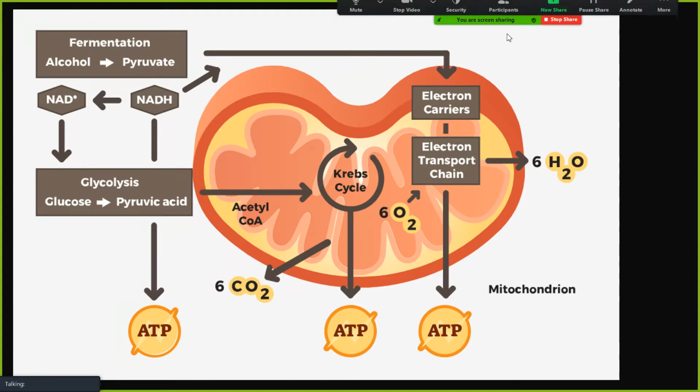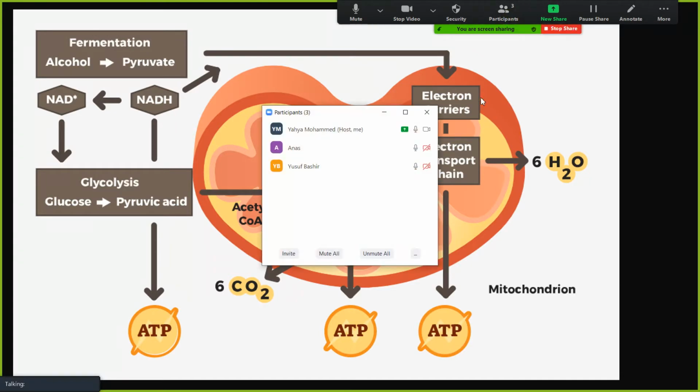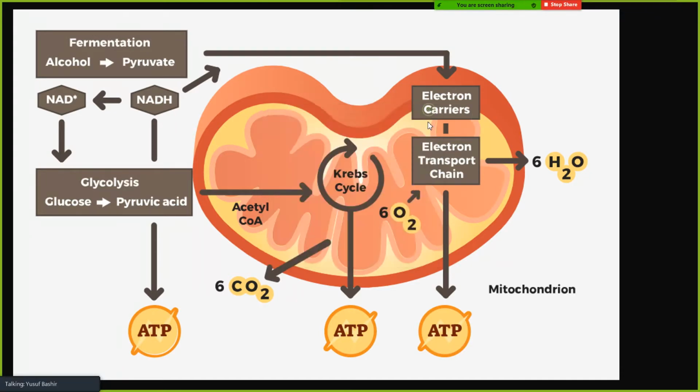Anas, is Anas there? I think he is. Anas. All right, we can't hear you. All right, Yusuf, what do you think? What are the 3 different parts of cellular respiration from this? The 3 different parts of cellular respiration.